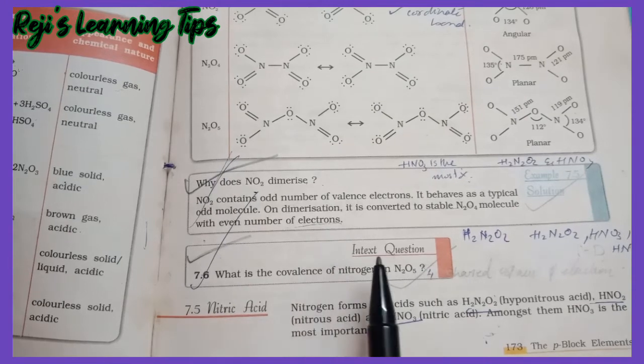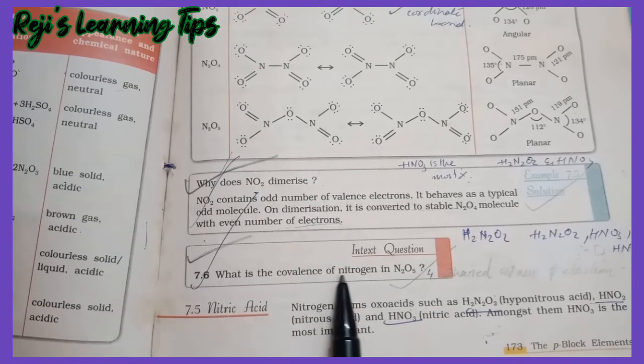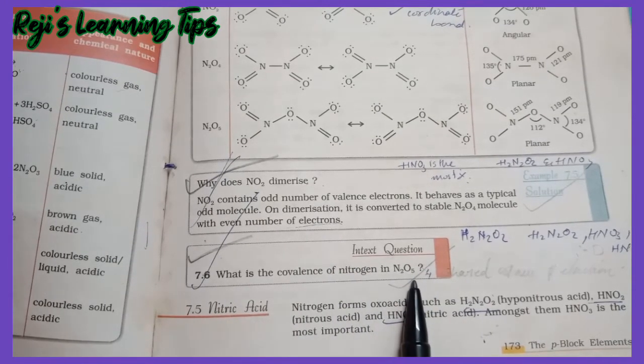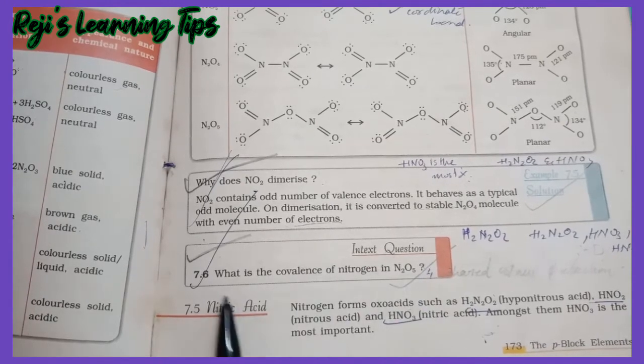Okay. Then in-text question 7. What is the covalency of nitrogen in N2O5? Okay, that you should study.